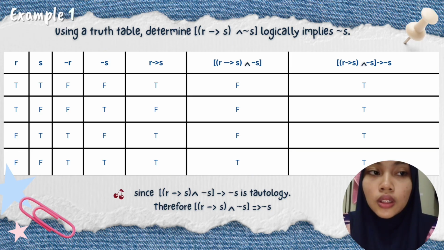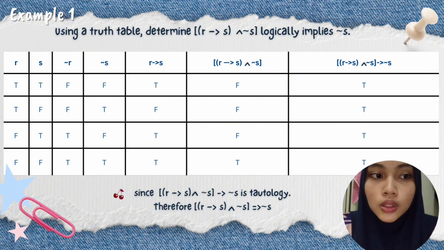The next column is column not R. Not R is the opposite of R. So the values are false, false, true, true. The next column is column not S. Not S is the opposite of S. So the values are false, true, false, true. And then now the column R implies S. An implication is false only when R is true and S is false. So the values are true, false, true, true.